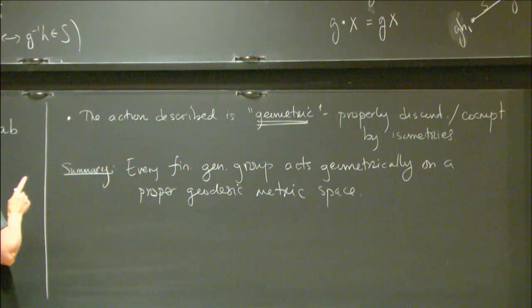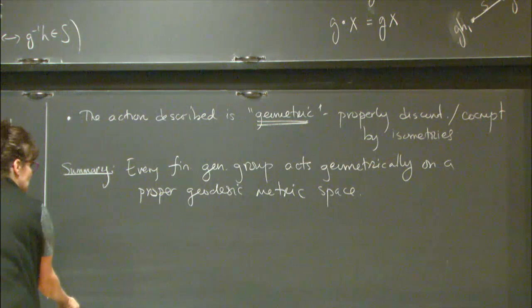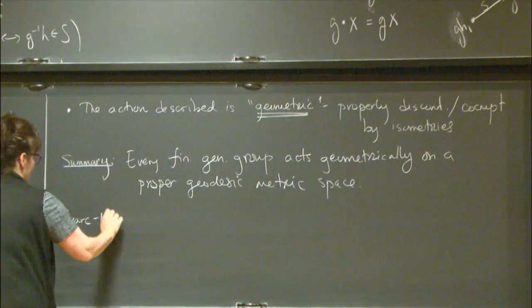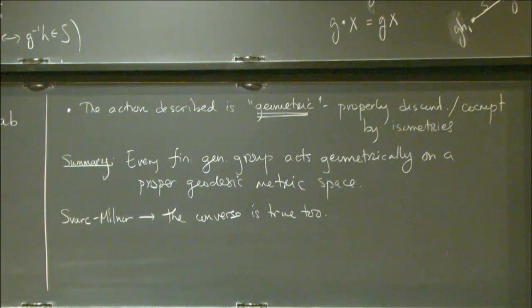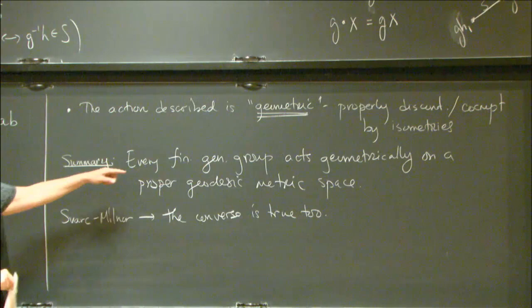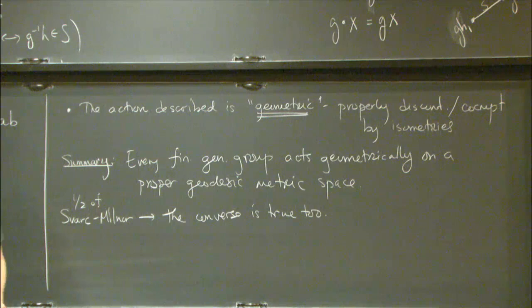One of the things that you saw in Olga's lecture as well, in the Schwarz-Milnor theorem, is that in fact the converse of this is true as well. So you saw that already. I'm just going to say it, though. In other words, if I have a group that acts geometrically on a proper geodesic metric space, then first of all, it's finitely generated. There's another part to that theorem too, but we'll talk about more later. So half of that theorem says that I can go the other way.